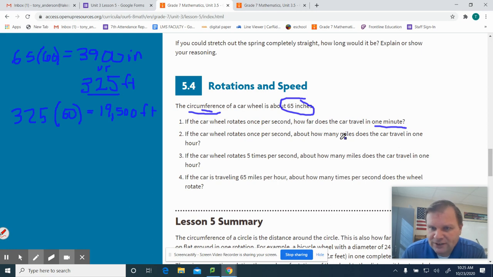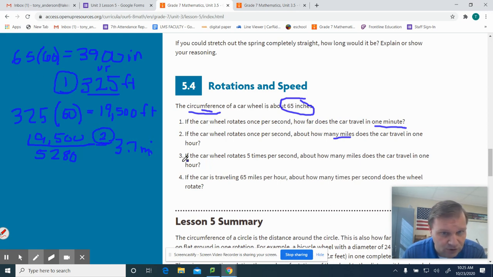But if you look at the question, it says how many miles? So that means I've got to convert this to miles. I've got that 19,500, and I've got to divide that by the number of feet in a mile, which is 5,280. And when I get that, that's going to give me somewhere around 3.7 miles. So here's your answer for number 1. Here's your answer for number 2.